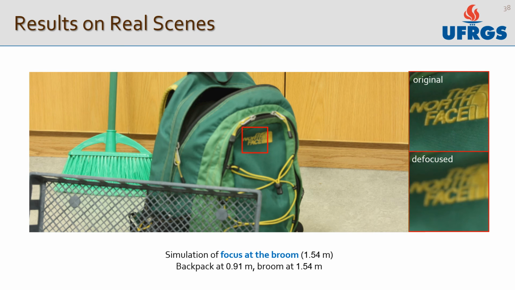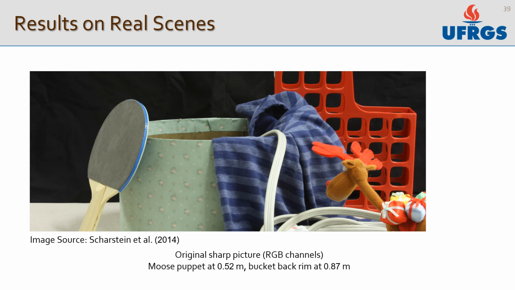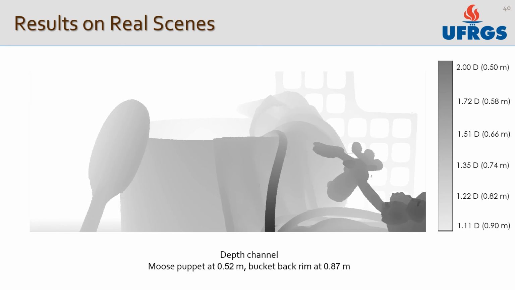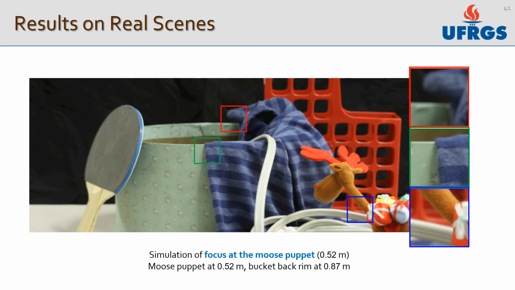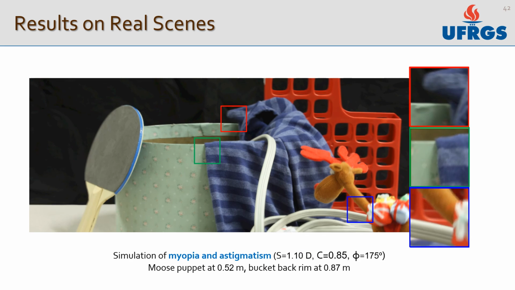Here we'll quickly go back to the previous slide to make a better comparison of a focused backpack with a defocused backpack. Here we have our third example, using a picture of a moose puppet in the foreground. The front and back parts of the bucket rim are at different depths, so they should be rendered differently depending on the focus. This is the depth channel of our image. This is a simulation of focus at the moose puppet. Note how the shirt and the back rim get blurry in the inset. This is a simulation of a subject with myopia and astigmatism. Note how different directions present different blurriness levels.